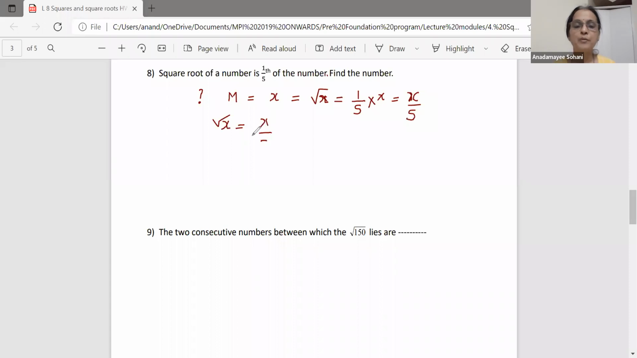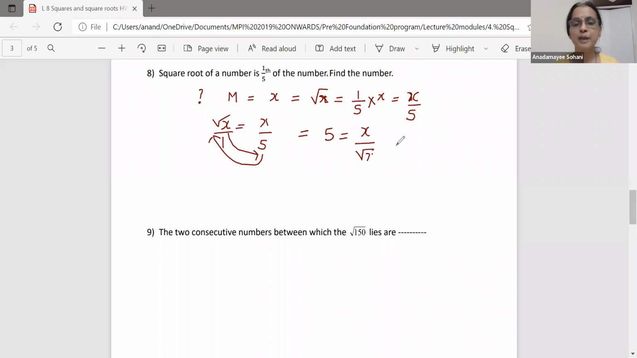Then I want to find the value of x. So what do I need to do? I can get the x on this side and push the 5 to the other side. Now 5 is in the denominator, so it will come in the numerator. x is in the numerator. What is root x? It is root x upon 1. So root x is in the numerator, it will come in the denominator. So I can say that 5 is equal to x upon root x.